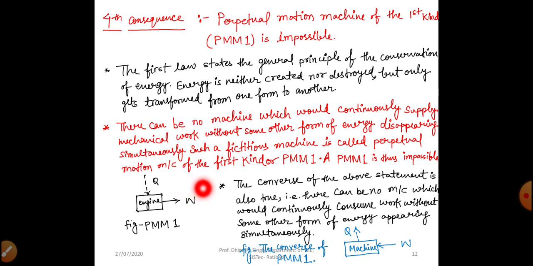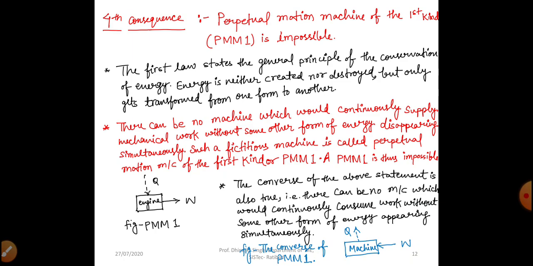The converse of PMM1 is just the reverse. The converse of the above statement is also true: there can be no machine which would continuously consume work without some other form of energy appearing simultaneously. In this figure we can see we are supplying work to a machine, but it is not producing any kind of energy. So this is the converse of PMM1.